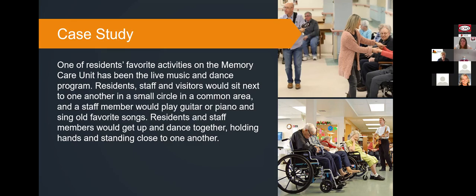And they would sit next to one another in a small circle or common area. The staff member would play the piano or a guitar and sing old songs that were favorites for the residents. Residents and staff members would dance and hold hands and stand close to one another. Now, obviously, with COVID-19 spiking, those types of activities went away. And so I have a couple of follow-up questions.